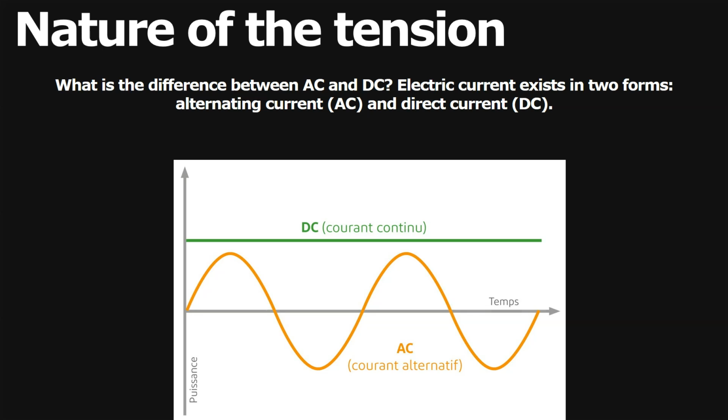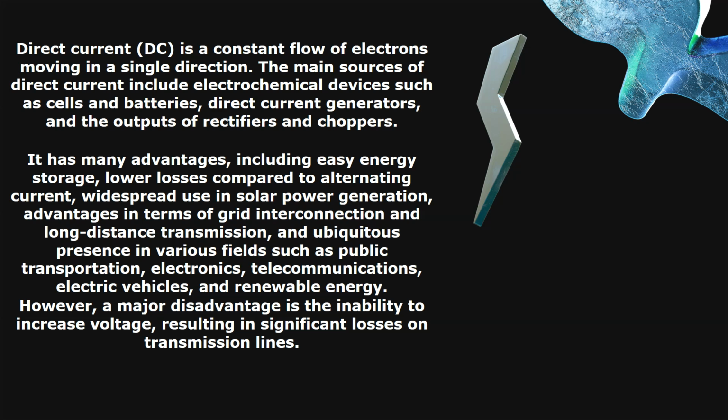Now we will talk about the nature of the tension. We differentiate between AC and DC. Electrical current exists in two forms: alternating current and direct current. The difference is in the next slide.